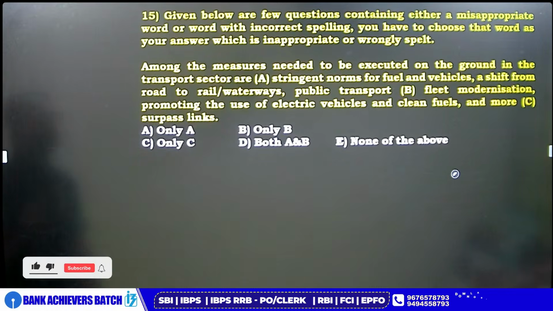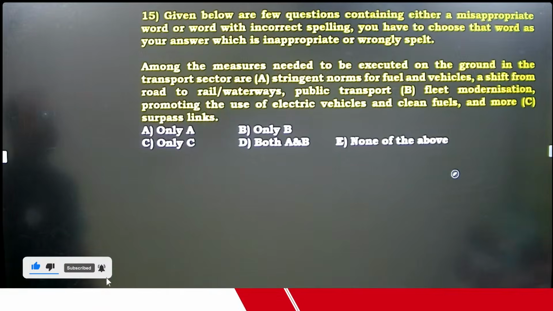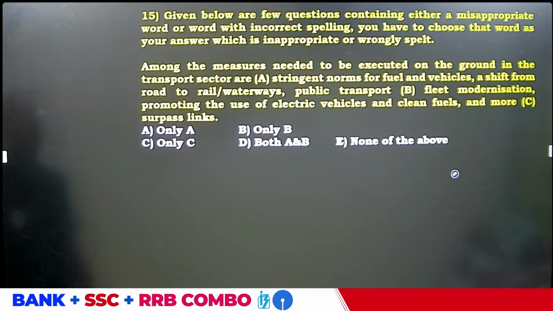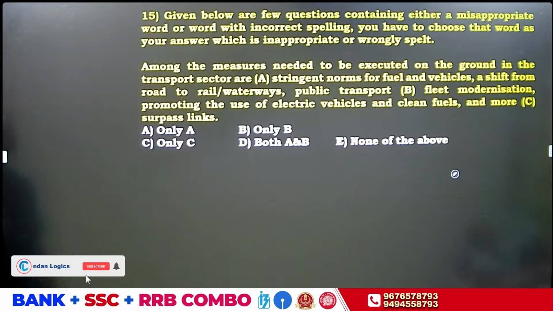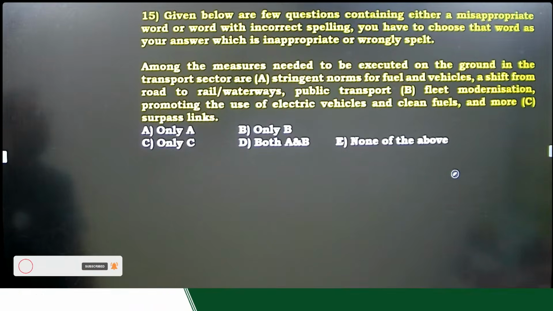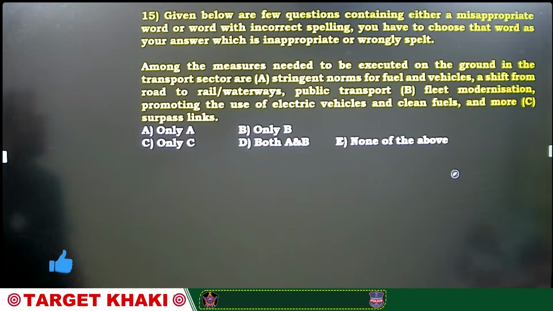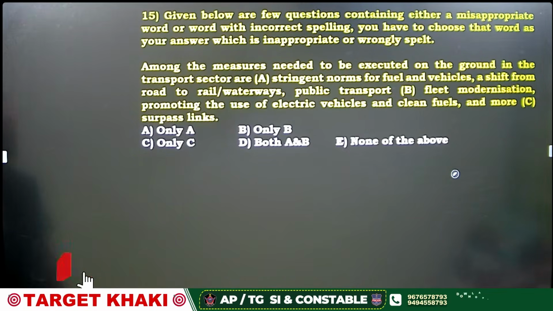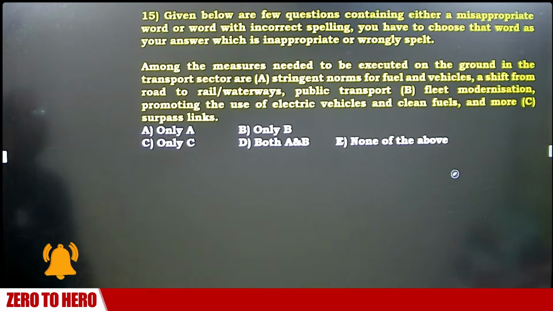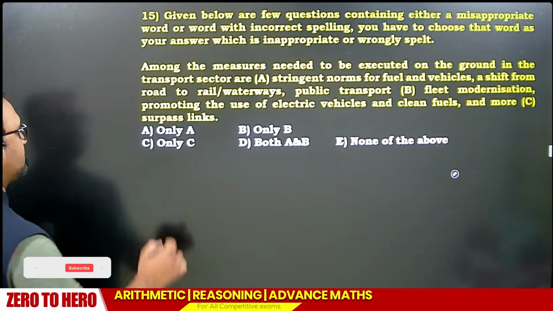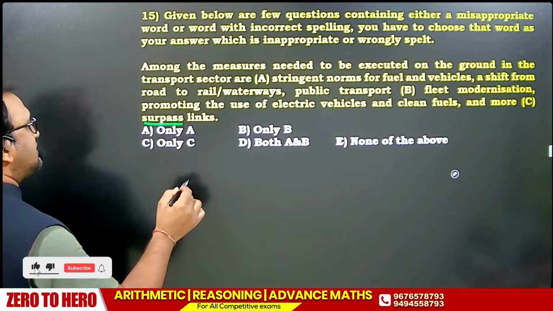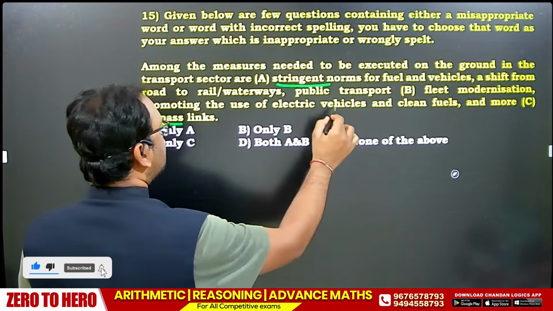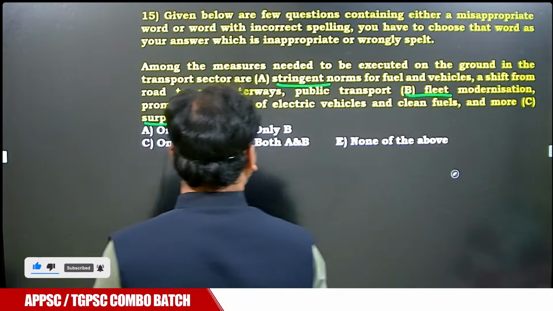Among the measures needed to be executed on the ground in the transport sector are stringent norms for fuel and vehicles, a shift from road to rail waterways, public transport, fleet modernization, promoting the use of electric vehicles and clean fuels, and more. So underline the stringent, underline the fleet.